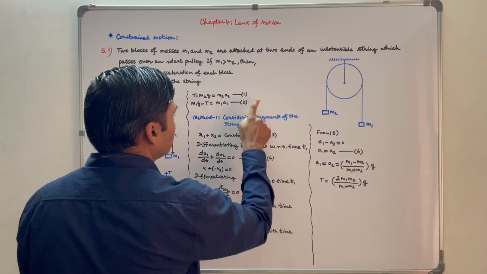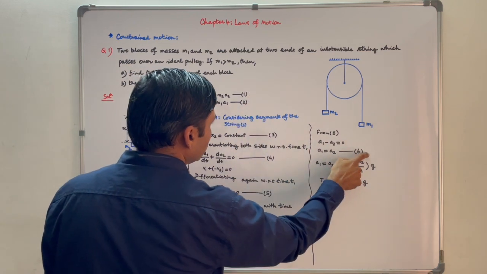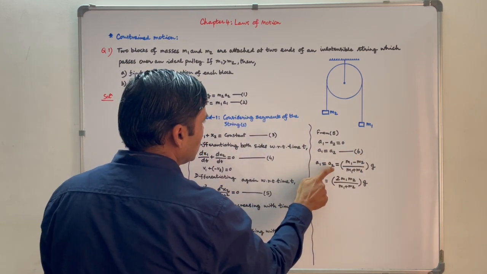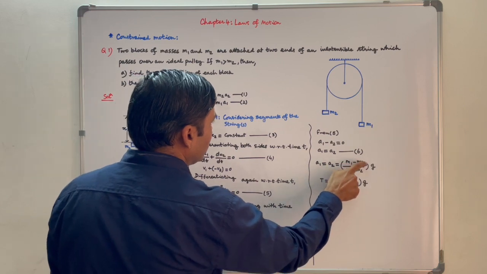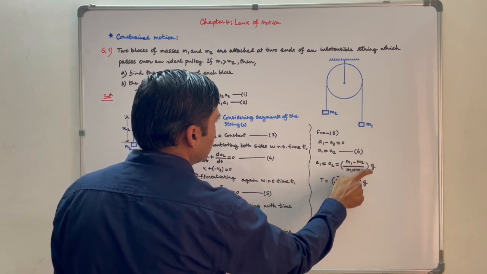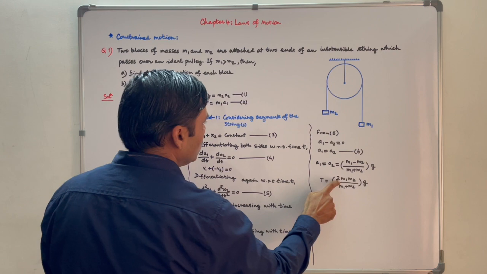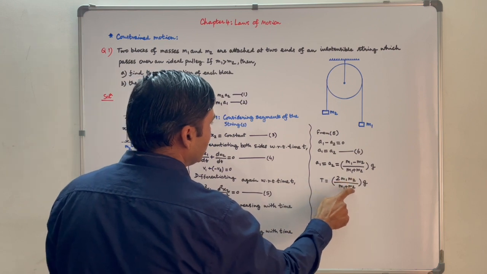Now we can solve equations 1, 2 and 6 to get a1 is equal to a2 is equal to (m1 minus m2) upon (m1 plus m2) times g, and T is equal to 2m1m2 upon (m1 plus m2) times g.